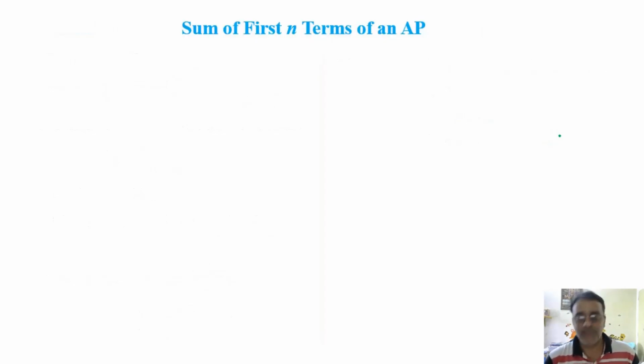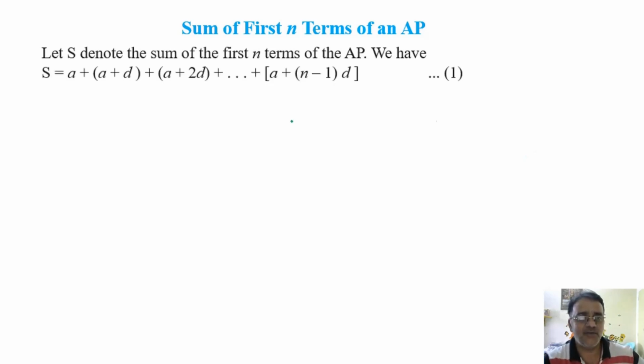No, sir. Okay. Now we are going to start the revision of the sum of first n terms of an AP. So let us start with the general form. What is the general form of an AP? A, A plus D, A plus 2D, A plus 3D, up to A plus n minus 1 into D. And the sum of all the n terms we can write as S, where S denotes the sum of n terms: A, A plus D, A plus 2D, up to A plus n minus 1 into D. Let it be equation number 1.